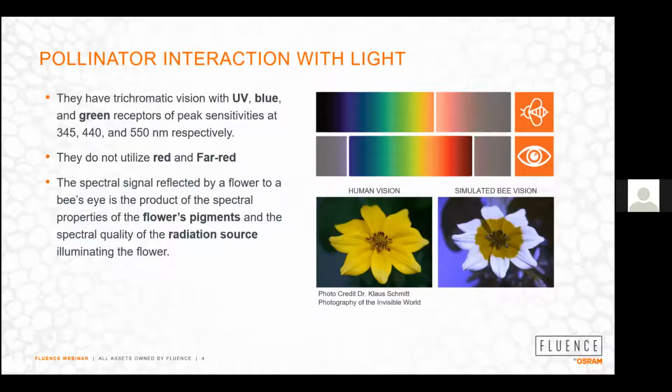So how do these pollinators see? Well, they have trichromatic vision, so they're really focused on the UV, blue, and green receptors. They don't actually utilize the red or far red light. This plays a big role in spectral signaling because flower pigments have certain spectral properties, as well as the radiation source on the flower giving it a certain spectral quality. So it's important to know what your radiation source is for that reason. This is really how pollinators are viewing the light.